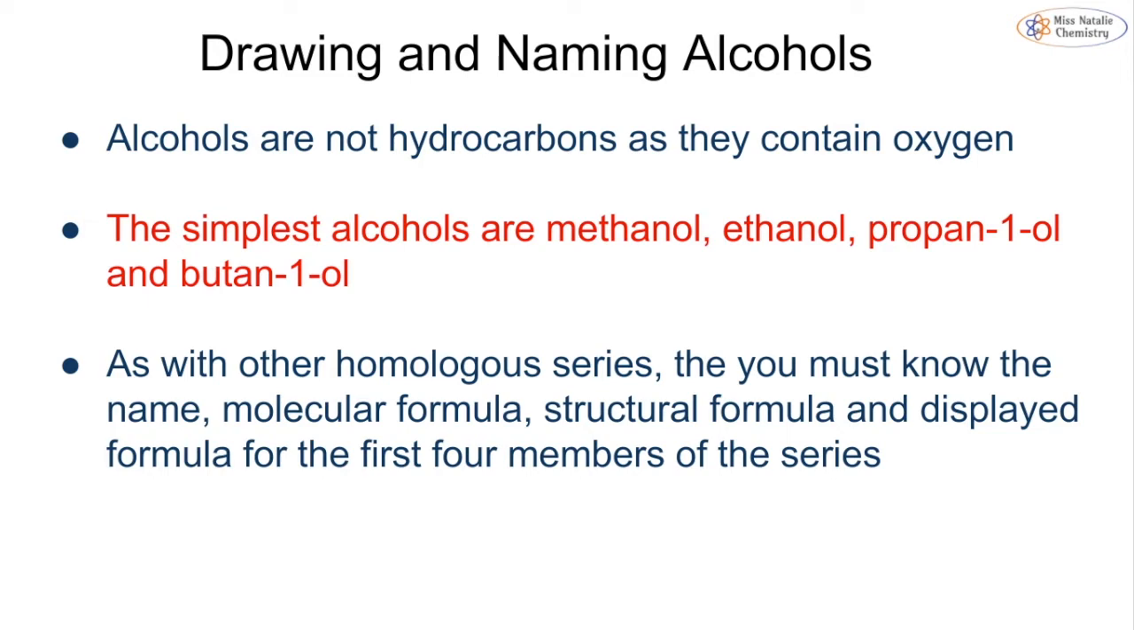Now, the simplest alcohols are the first four, with carbon chains going from 1 up to 4, and they are methanol, ethanol, propan 1-ol, and butan 1-ol. Now, you'll notice that there's a number here, and that is going to become an important number later on when we talk about isomers. But we're just going to focus on these four for the moment, and as with all the other homologous series that we've covered, you need to know the names, the molecular formula, the structural formula, and the displayed formula for the first four members in this series.